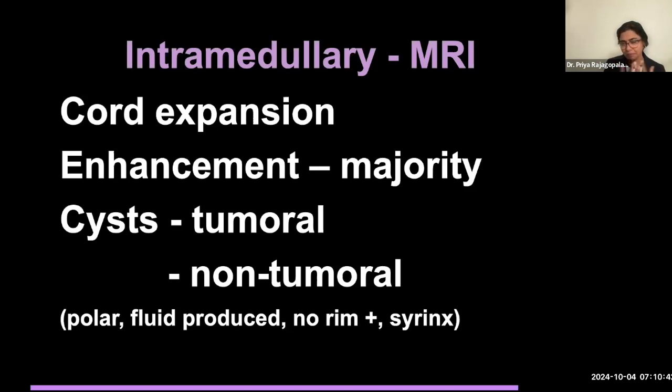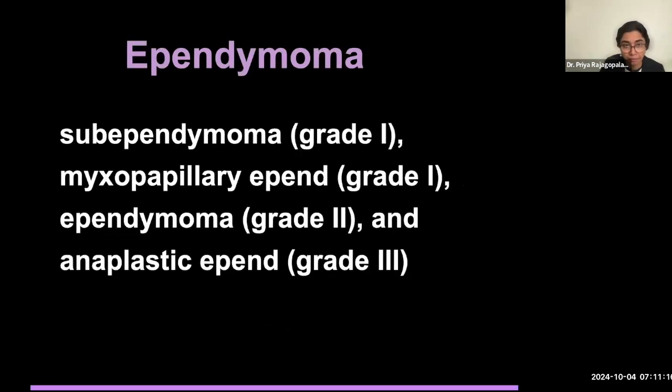And then there are cysts. You can have cysts within the tumor, and you can have cysts outside the tumor. So you can have a tumoral cyst and a non-tumoral cyst. The non-tumoral cysts are mostly in the poles of the tumor, like the upper pole or the lower pole. They're not covered by tumor. They're just little fluid that gets trapped, and so they're not lined by tumor. So they don't actually enhance. They don't have that enhancing rim. And then a lot of these tumors tend to have a syrinx as well, because the tumor doesn't let the CSF flow inside the central canal.